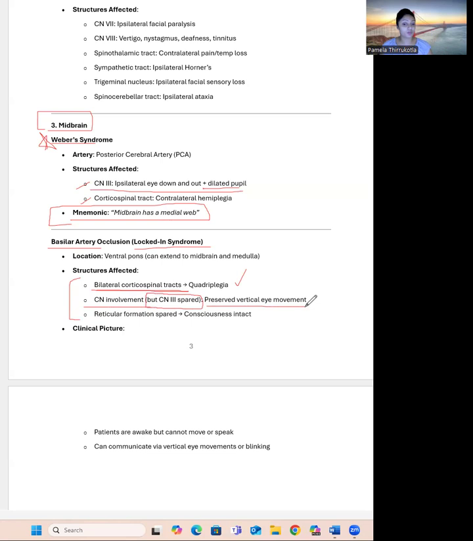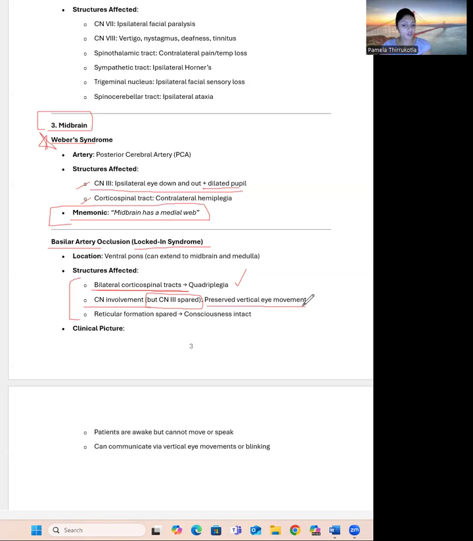Which means how would the patient communicate with us? With the vertical eye movements or with the blinking? Remember, your cranial nerve 3 is responsible to keep your eyelids open, right? So that's the reason why you can blink with this presentation, right? So that's how your patients communicate with you.